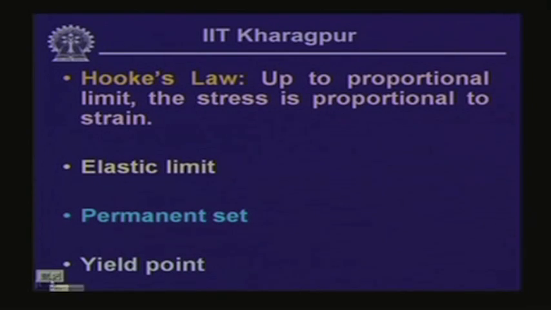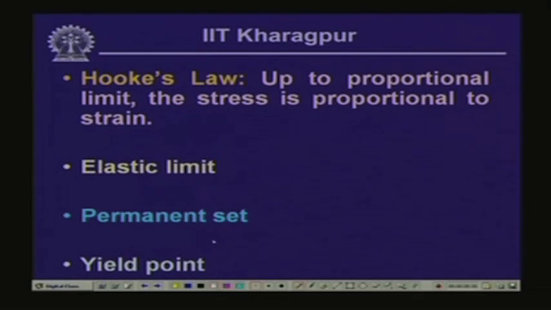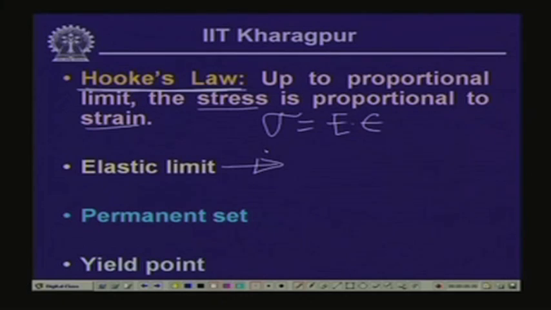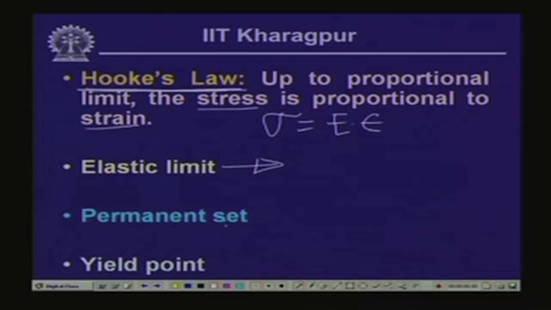So, we have seen Hooke's law, which is up to the proportionality limit, the stress is proportional to the strain, and thereby we get sigma is equal to E times epsilon. We have seen the elastic limit, as I said, that if the bar is loaded and it is allowed to extend, if the bar is within the elastic limit, when we release the load, the bar is expected to come back to its original state.